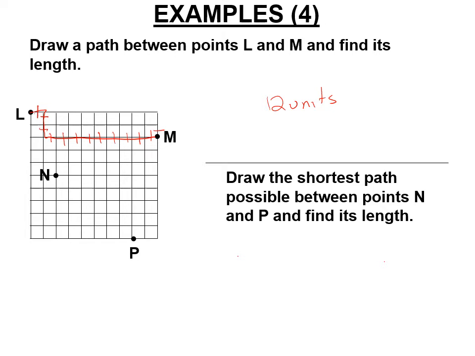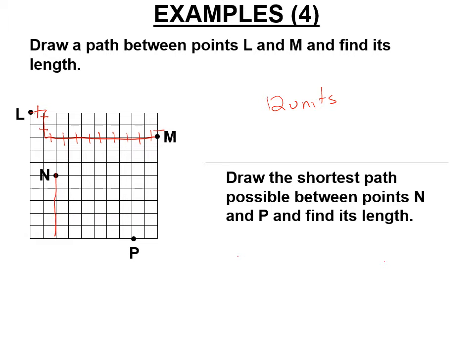All right, so draw the shortest path possible between points N and P and find its length. Again, there are many paths, but as long as you're always going directly there, right? You're not going in the wrong direction. You're not doubling back, right? It should be the shortest path.